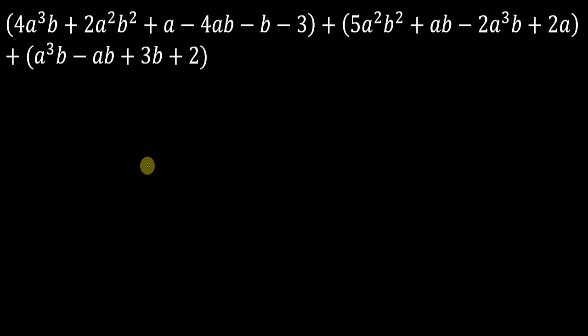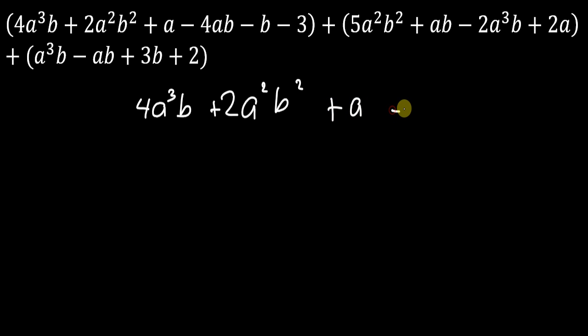Next example, so add natin to. So medyo mahaba-haba na ito. So gawin lang natin yung isang way. So 4a cubed b. 2, so it is positive 2a square b square plus a minus 4ab minus b minus 3. Then, tapat lang natin yung mga kapareho nila.